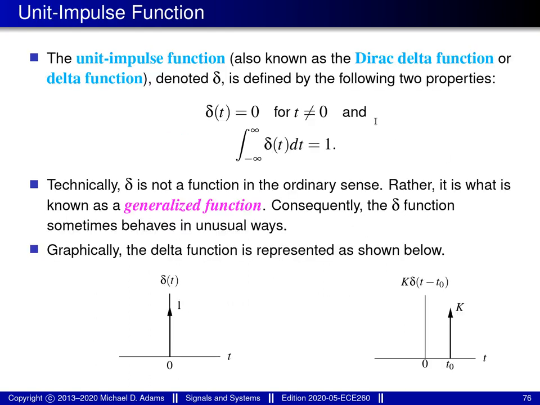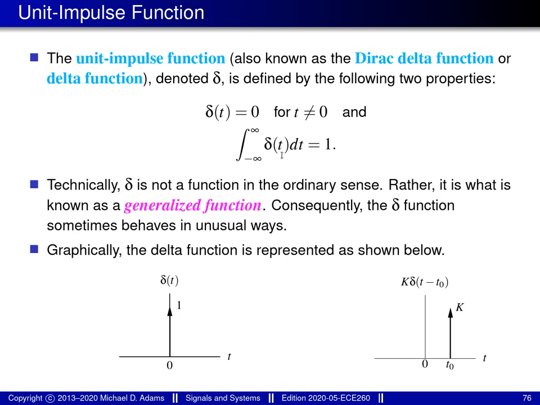The next function that I need to introduce is what's known as the unit impulse function, sometimes also called the Dirac delta function or the delta function, also sometimes called the impulse function. It's denoted by the Greek letter delta. This is the lowercase letter delta in the Greek alphabet. And the delta function is defined by essentially two properties. The first property is the function is 0 everywhere except at the origin. And the second property is if you integrate this function over the entire real line, the result you get is 1. In other words, the area under this curve is equal to 1.